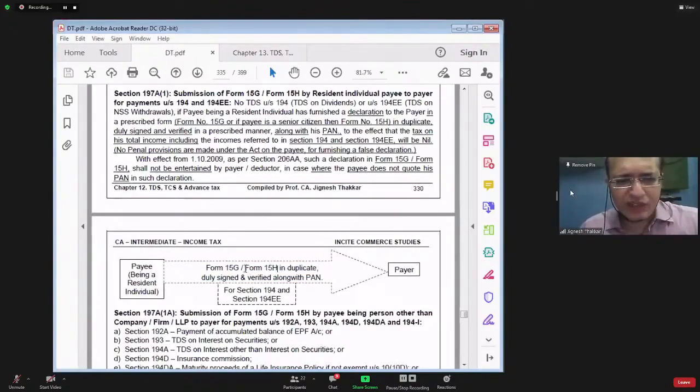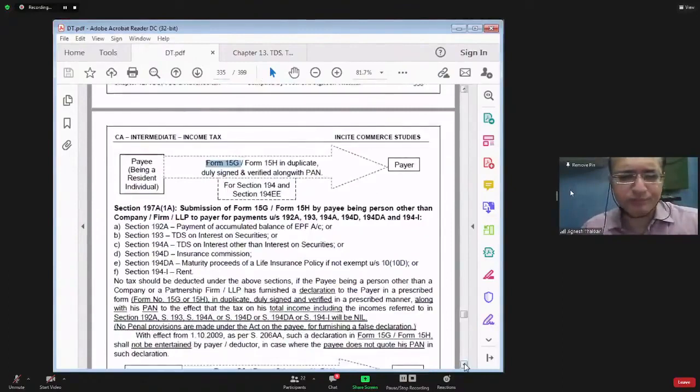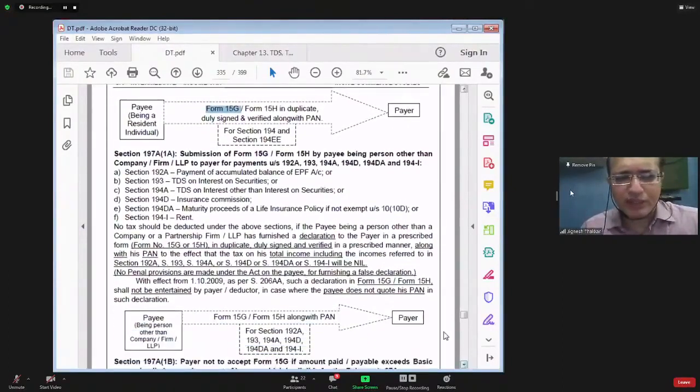In case of a senior citizen, form number 15H is required to be filled up. In case of other payees, form number 15G is required to be filled up. So in case the payee is a senior citizen, form number 15H is applicable. In case the payee is any other person, form number 15G is applicable. The moment the payee submits form number 15G or form number 15H to the payer, the payer will stop deducting TDS.